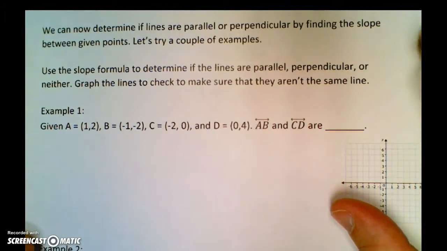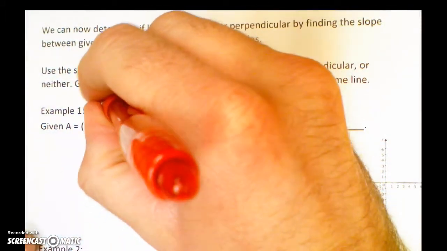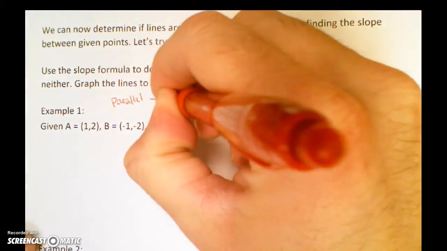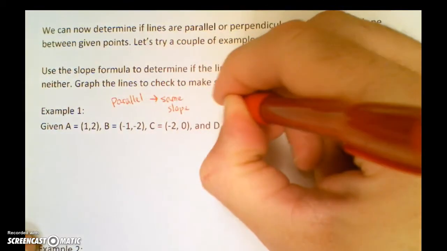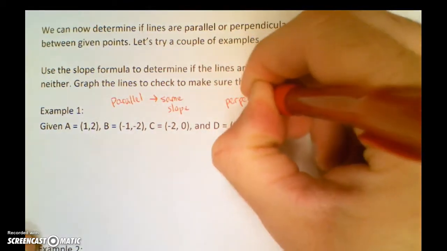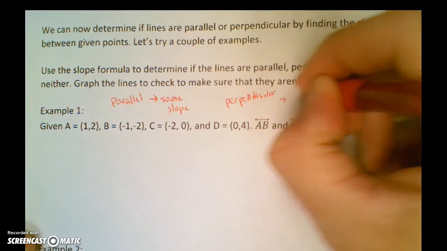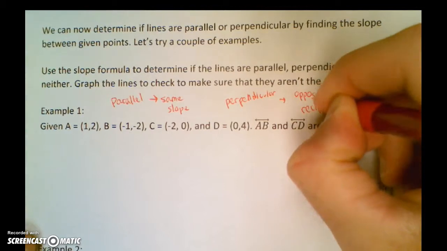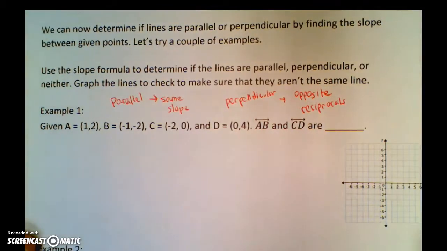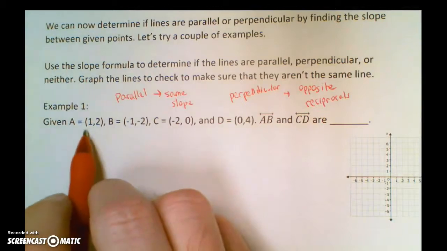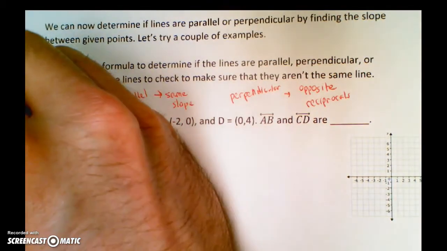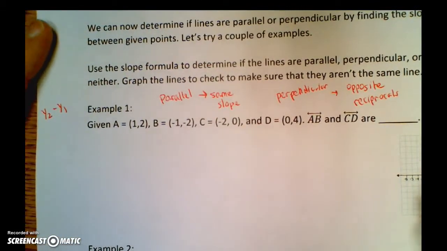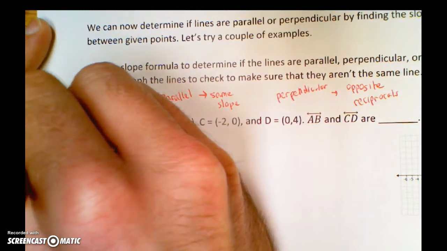So remember, we can test that right away. We know parallel lines should have the same slope, and perpendicular lines have opposite reciprocals. So different sign, and they should be flips of each other. So let's find the slope between the first 2 points here. And remember, our formula is y sub 2 minus y sub 1 over x sub 2 minus x sub 1.